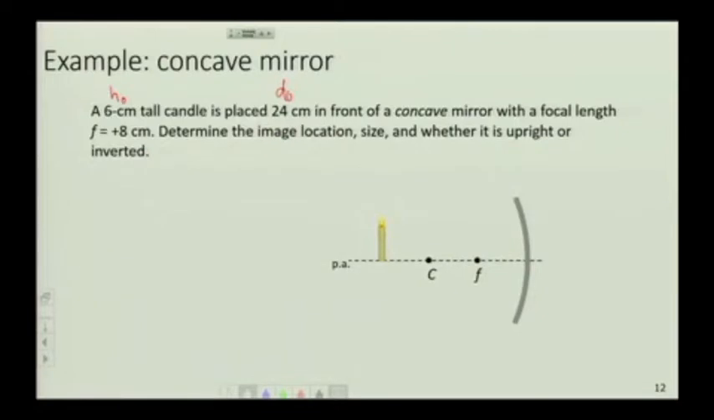But I personally like to do the image diagram first. So in fact, let me do the image diagram quickly. It's a concave mirror, so a ray parallel reflects through the focal point. This is ray 1.